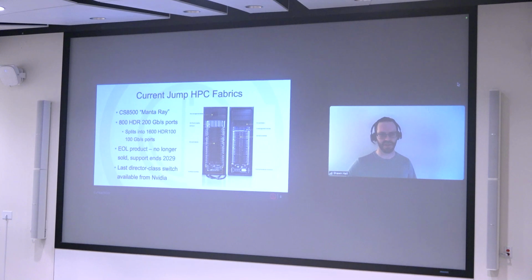So as you may have seen, these were end of lifed actually over the summer. I am told that we might have bought the last ones off the assembly line. And so they aren't sold. The support ends in 2029 on them. So we kind of had to go back to the drawing board and say, well, if the key component of our current networks is disappearing, then what are we going to do next?